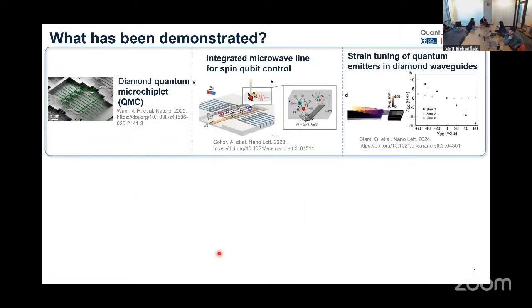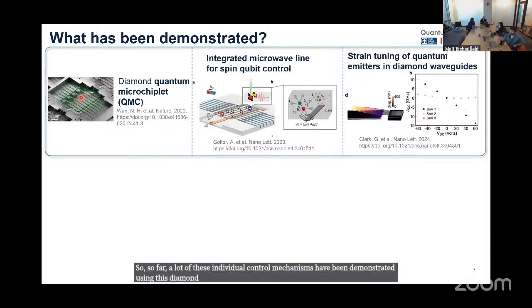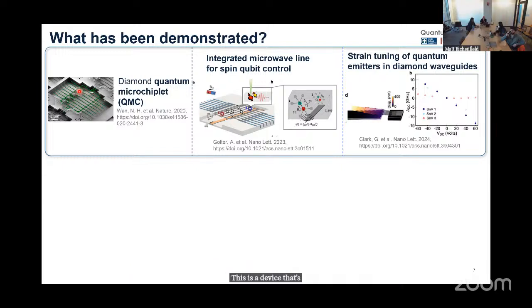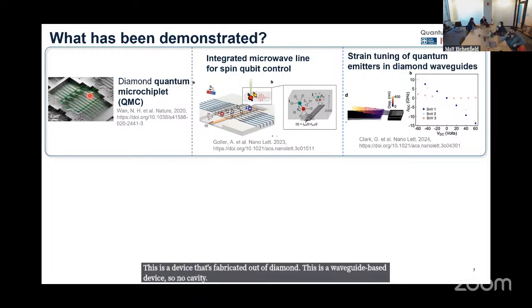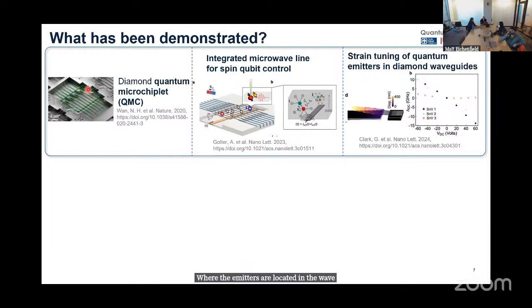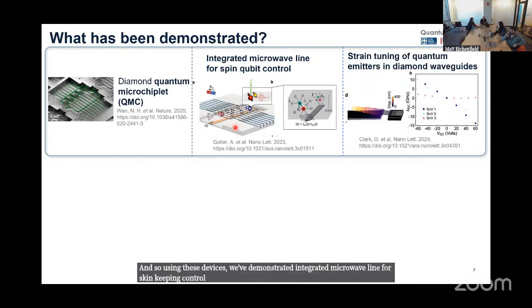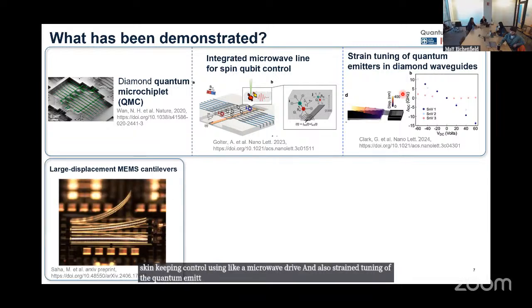So far, a lot of these individual control mechanisms have been demonstrated using this diamond quantum microchiplet device, which is shown here. This is a device that's fabricated out of diamond. This is a waveguide-based device, so no cavity, where the emitters are located in the waveguides of this device. Using these devices, we've demonstrated an integrated microwave line for spin qubit control using a microwave drive, and also strain tuning of the quantum emitters in the diamond waveguides.